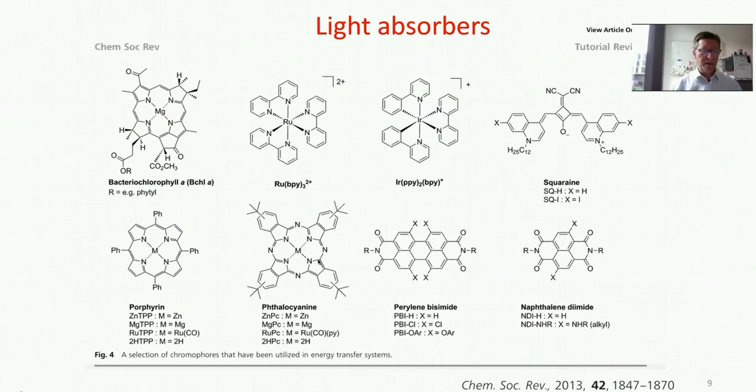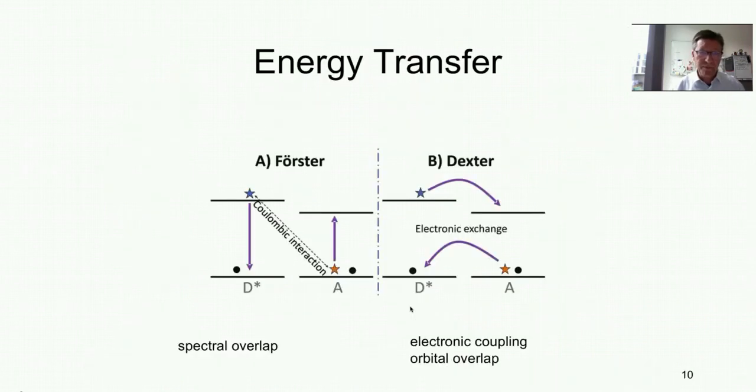So here we see the structures more clearly. So the squaraine, bacterial chlorophyll, phthalocyanine, the pyrroline imides, and the other ones. So these are light absorbers from a paper from René, a review.